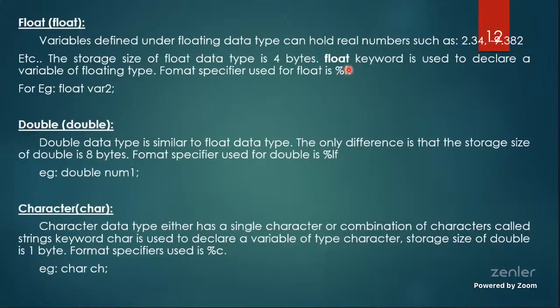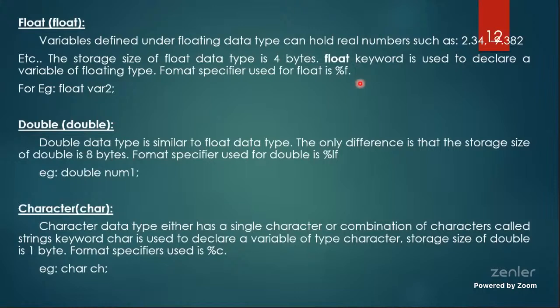After that, float is a keyword, right? Float is a keyword used to declare a variable of floating type. What is the keyword we use to declare a float type of variable? Float. For integer, int. For real numbers, float. And the format specifier used for float is %f. So this %f we are using to enter float type of data.